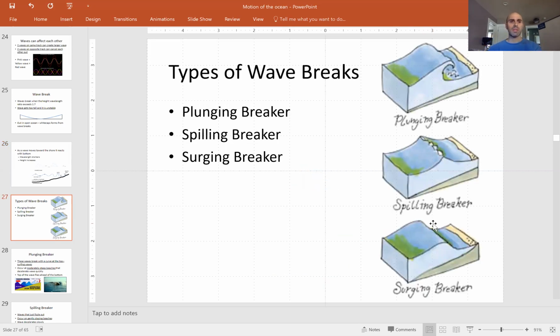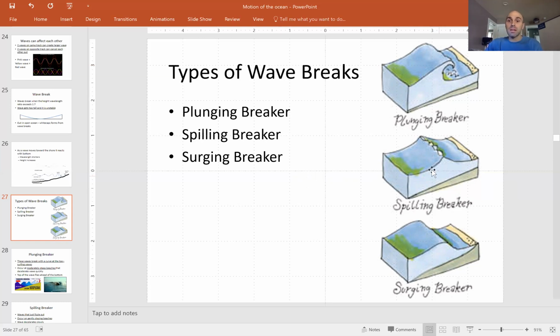So we have types of waves. There are plunging breakers, spilling breakers, and surging breakers. And you can see the different pictures here of a plunging breaker. It's one that kind of rolls over itself. Those are the ones that surfers, they want to hang 10, ride the pipeline. What's up, dude? That type of deal.